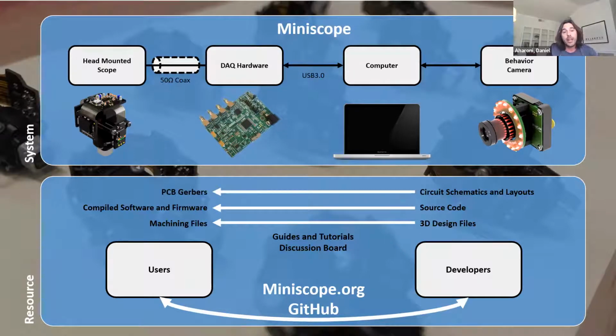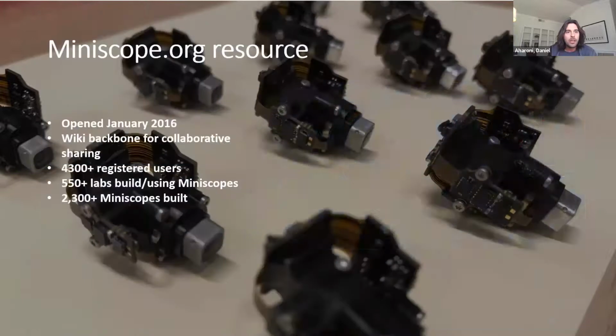And so for users, we provide everything that's needed to get off the ground, and this workshop is part of that. We provide guides and tutorials, and we have discussion boards, all through online resources. And now there are open source distribution companies that sell assembly kits to build Miniscopes, fully assembled miniature microscopes, and even some support. And then again, for developers, we really share everything we do in terms of source code and circuit schematics, so that people can take what we've done and build upon it.